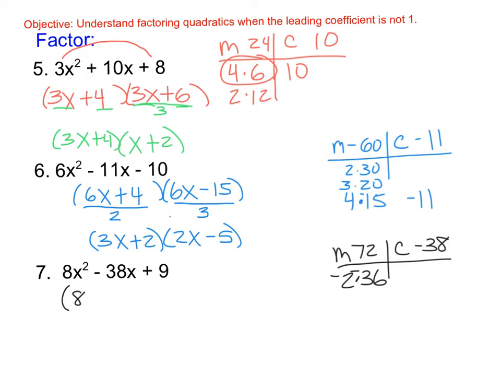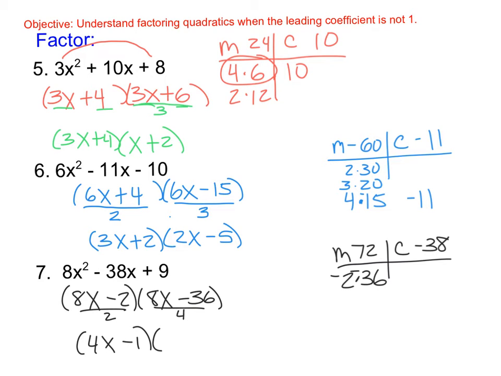So we get 8x minus 2 and 8x minus 36. The first one gets divided by 2: 4x minus 1. The next one gets divided by 4: 2x minus 9. And that is our answer.